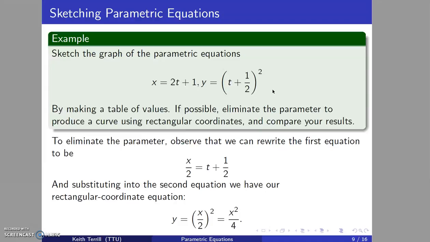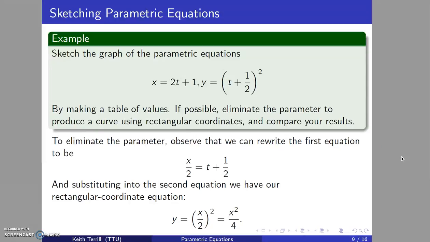So for this, I recognize that I've got some very similar arguments here, right? 2t plus 1, if I were to cut that in half, I would get t plus 1/2. So I do exactly that. I divide my first equation by 2, giving me x over 2 is equal to t plus 1/2. Well, this t plus 1/2 pops up in the equation for y. So instead of t plus 1/2, I can just write x over 2, which does square out to be x squared over 4. So what this parametric equation is describing is actually a parabola, y equals x squared over 4.